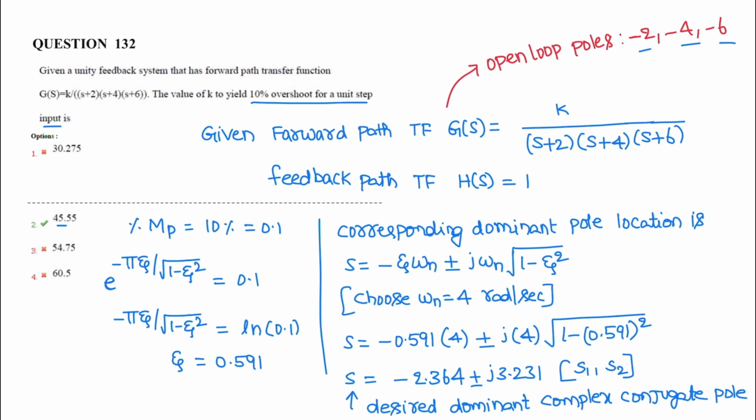Maximum peak overshoot is 10%, 0.1. e power minus pi zeta by square root of 1 minus zeta square is equal to 0.1, that is minus pi zeta by square root of 1 minus zeta square is equal to natural logarithm of 0.1. On calculation we will have zeta is equal to 0.59. Corresponding to the dominant pole location, s is equal to minus zeta omega n plus or minus j omega n square root of 1 minus zeta square. So arbitrarily choose omega n is equal to 4. We will have the desired dominant complex conjugate pole at minus 2.364 plus or minus j 3.231. S1 and S2 are the dominant pole locations.